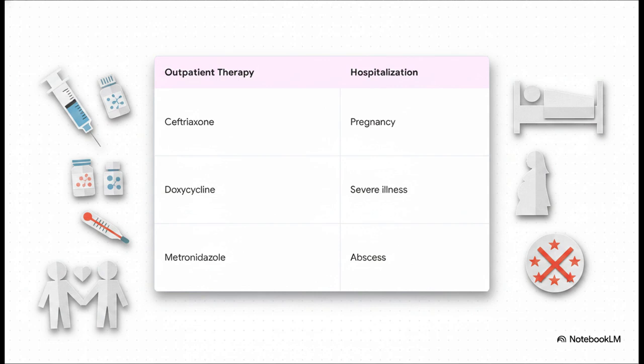For outpatient therapy, the standard regimen includes ceftriaxone, doxycycline, and metronidazole. But you have to watch for strict red flags that mean a patient needs immediate hospitalization. Things like pregnancy, severe systemic illness, spotting a tubo-ovarian abscess, or if that outpatient therapy just flat out fails. Oh, and a quick reminder, sexual partners absolutely must be treated too to prevent reinfection.